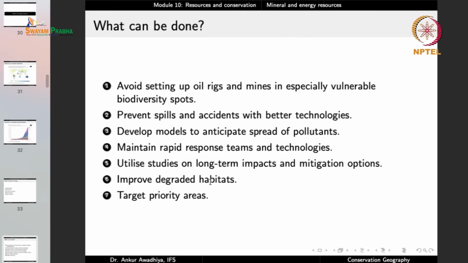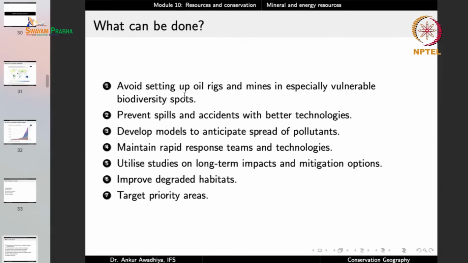So what can we do to conserve our resources? One, here again, we have to reduce our resource usage, but if we have to do mining, at least avoid setting up of oil rigs and mines in especially vulnerable biodiversity spots. That is, we know where the biodiversity hotspots are. Now, at least in those locations, we have to be very firm. We have to say that no, we are not going to permit any mining here. Because already there are very few spots that are left for biodiversity. And if we do not conserve them, the biodiversity will be lost forever. Because once a species is extinct, there is no bringing it back.